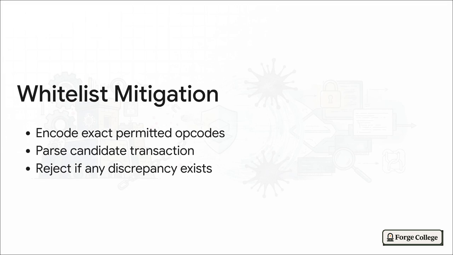Instruction-level whitelisting. Your mitigation requires that the delegation explicitly encodes the exact permitted instruction opcodes, the program IDs, and the account indices. No exceptions. Then, at verification time, your relay has to actively parse the candidate transaction and cross-reference every single instruction against that declared whitelist. If there is even one tiny discrepancy, if an opcode is slightly off, the relay throws it out entirely. We are enforcing the absolute principle of least privilege here.